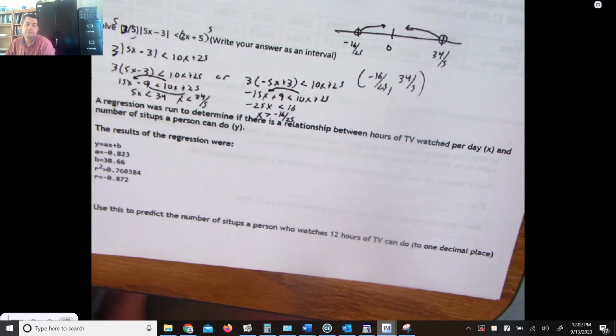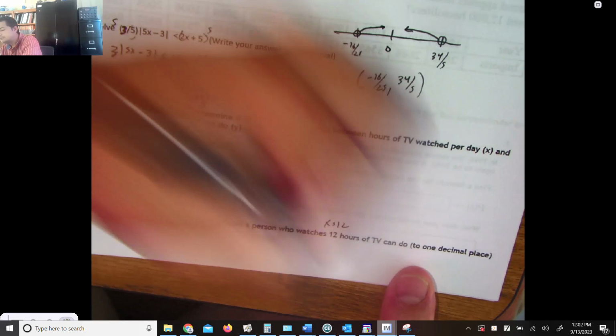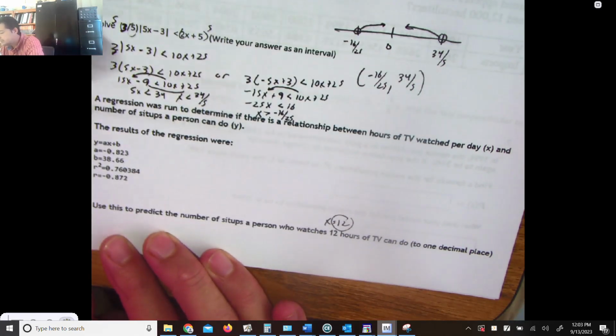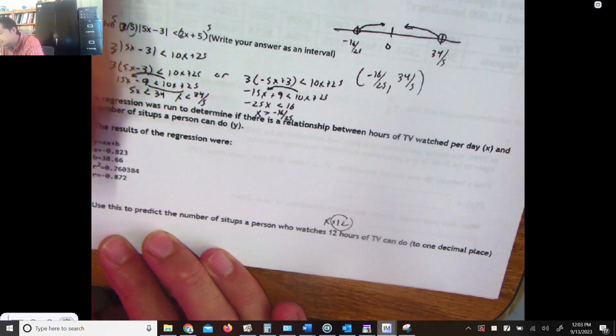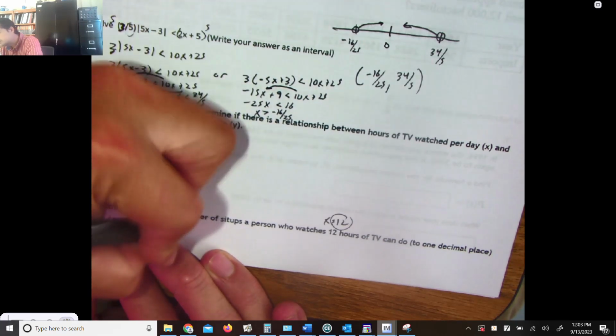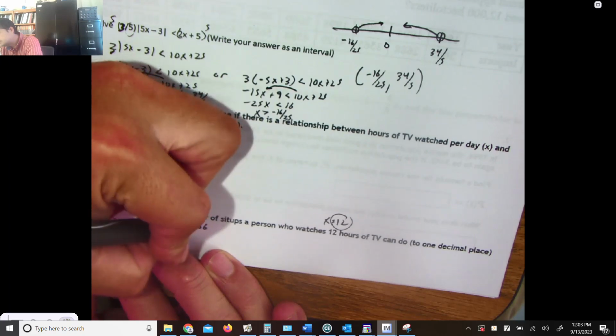Number 4, a regression was run to determine if there's a relationship between hours of TV watched per day and the number of sit-ups a person can do, and there probably is. Results of the regression were blah, blah, blah. Use this to predict the number of sit-ups a person who watches 12 hours of TV can do to 1 decimal place. Pretty simple. X is 12. So sit-ups as a function of watching TV is negative 0.823 times 12 plus 38.66.